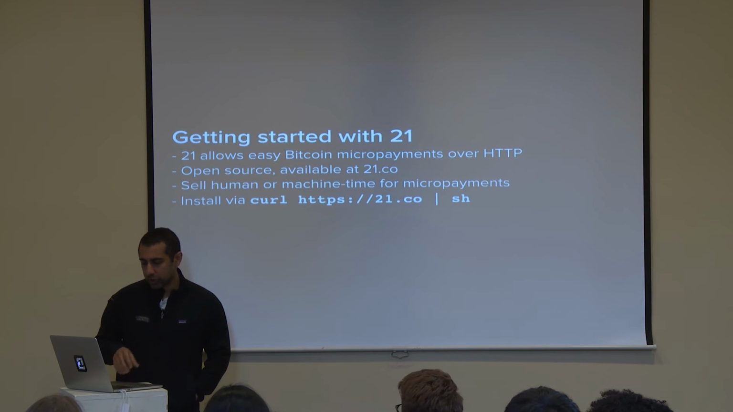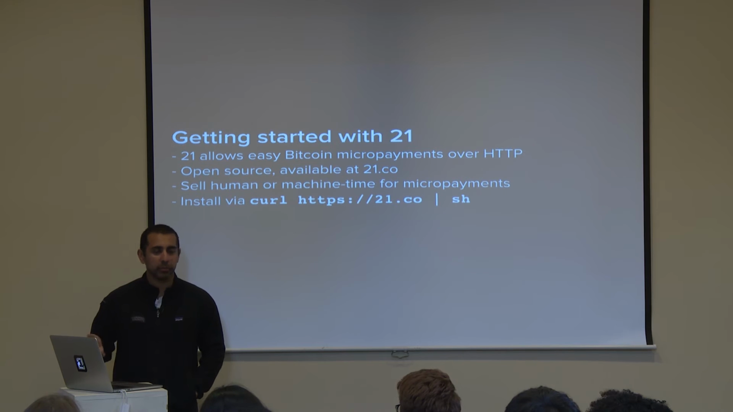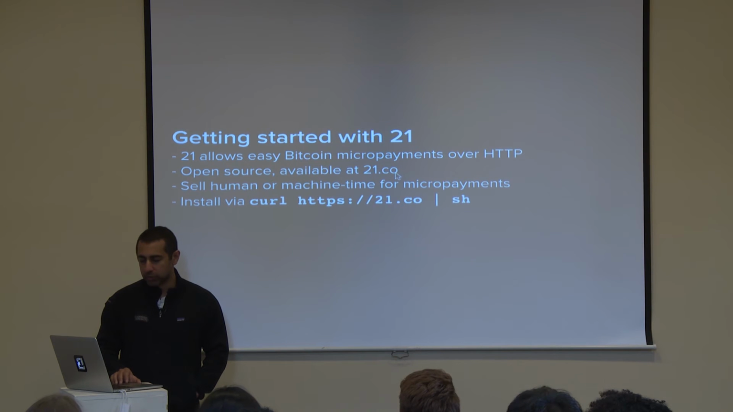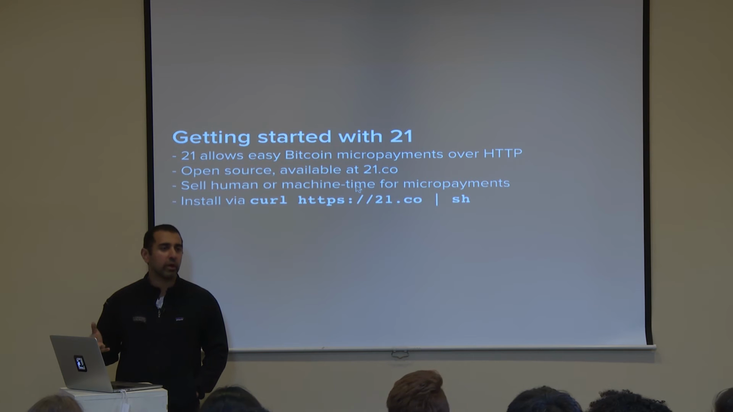We have a full tool chain for messing around with this stuff if you want to play around with it. And so we've got this 21 software that allows Bitcoin micropayments over HTTP. It's open source, available at 21.co. And you can basically sell human or machine time for micropayments.